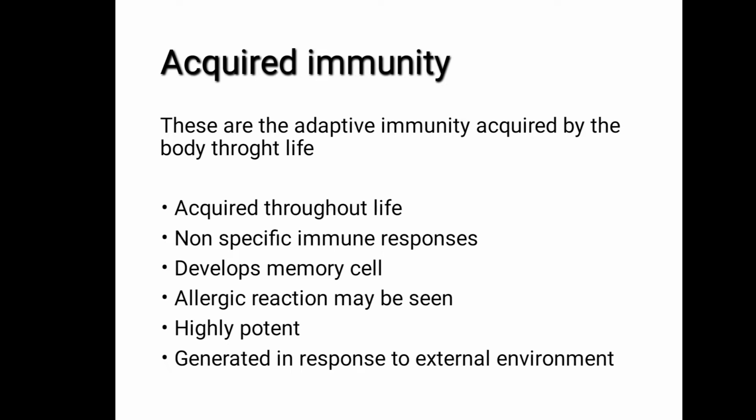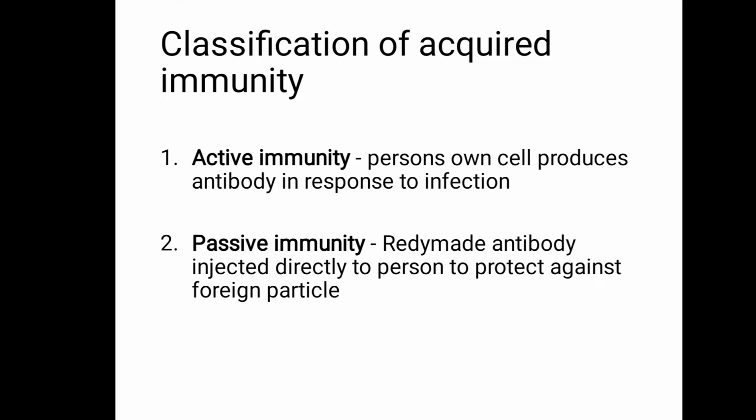Allergic reaction may be seen, that is the redness and swelling around the area of the infection. They are highly potent, they have high potential to fight against the pathogen. They are generated in response to the external environment. So the classification of acquired immunity, we can see two types, that is active immunity as well as passive immunity.